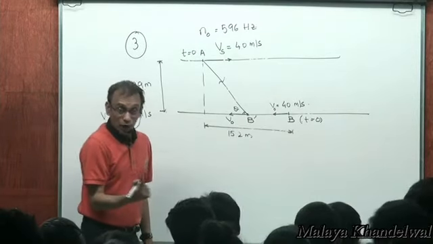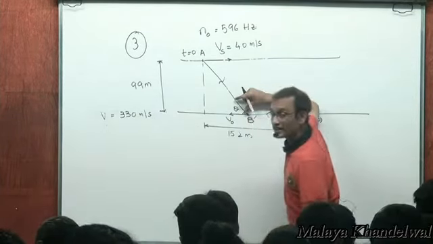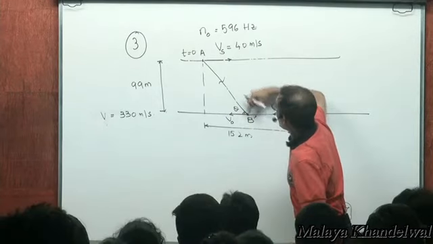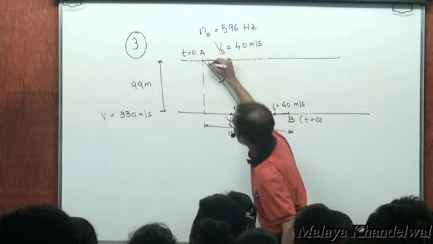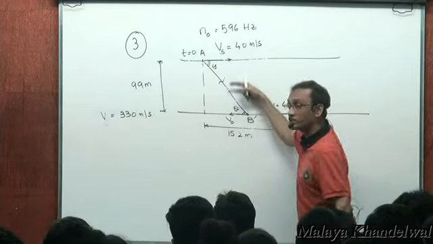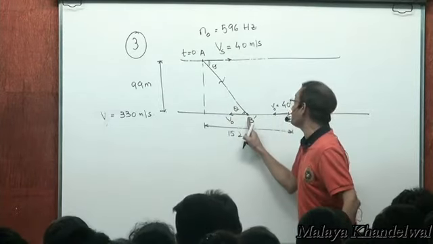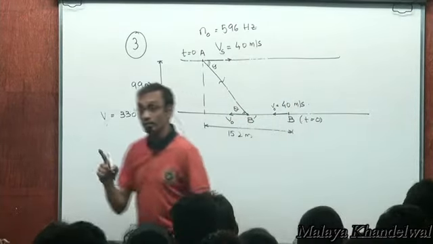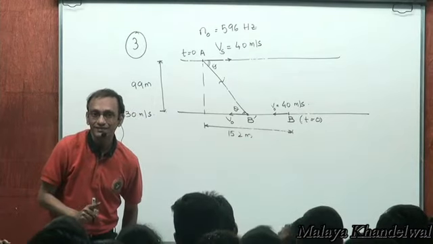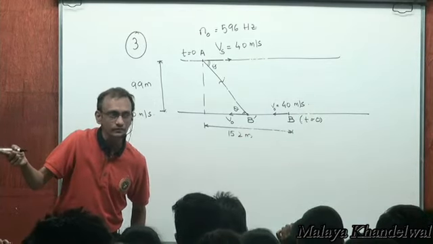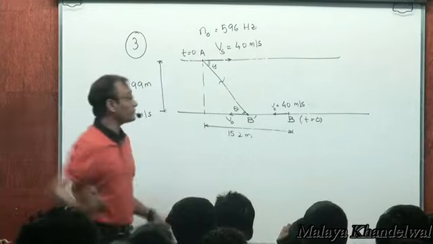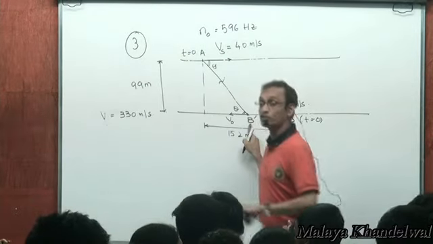So if I have to apply the Doppler's effect, I would have to know V naught cos theta, the velocity along the line joining the source and the observer. This angle is also theta. I would have to know Vs cos theta. So theta I need to know at the point where the pulse intercepts the observer. Right? Then I can deploy Doppler's effect. I'll have to take velocity. So that means I would have to know this position very fairly.